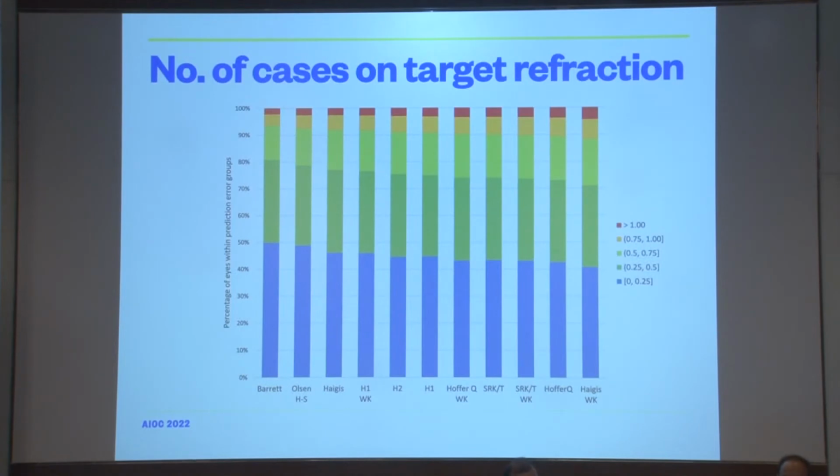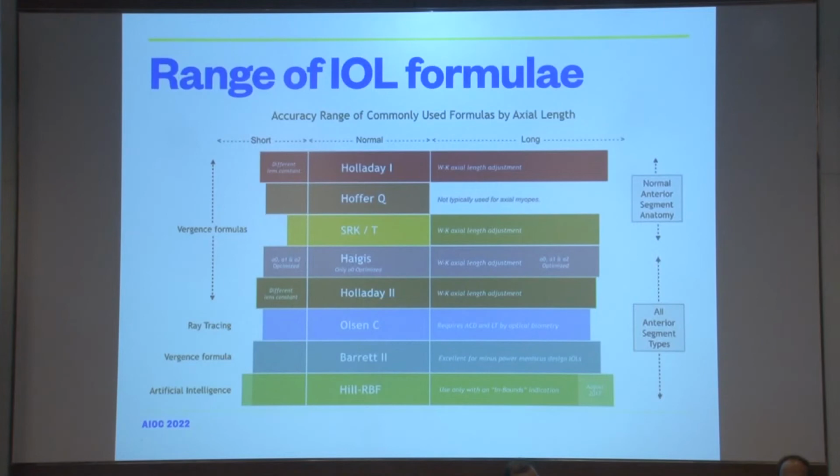And what about the ultimate refractive error? How many cases were on target refractive error? Here it showed that less than 0.25 prediction error was there in between 42 and 50% of the eyes across the board, but again slightly more in the Barrett. Also, within half a diopter as compared to the target was there in 72 to 80% of the eyes, again more so in the Barrett and Olson. So this is a range which Dr. Twinkle has also shown in this slide, that these newer formulae work across a long range of axial lengths.